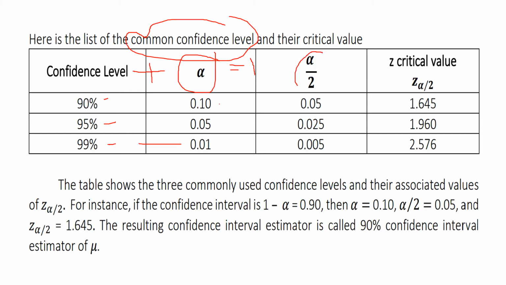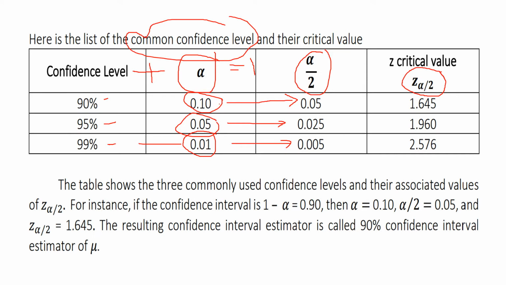Now, for your alpha over 2, we just simply divide alpha by 2. 0.10 divided by 2 will be 0.05, 0.05 divided by 2 will be 0.025, and 0.01 divided by 2 will be 0.005. Now, looking for the critical values using your C table, we're asked to find the value of your C sub alpha over 2.